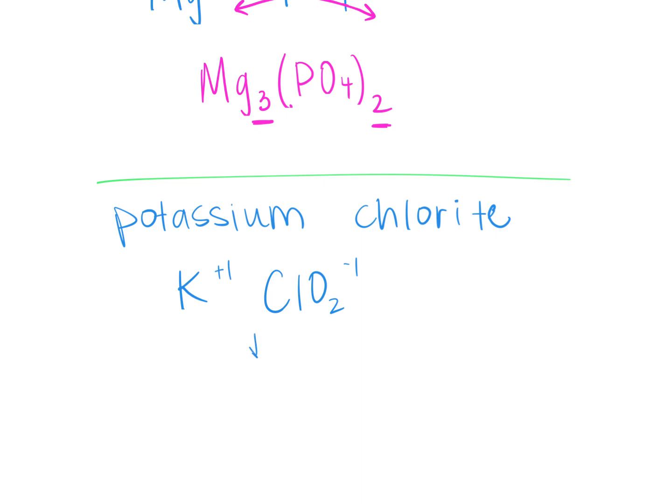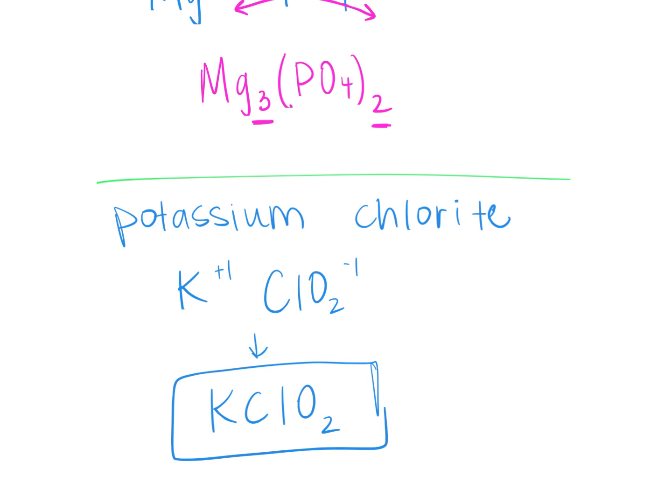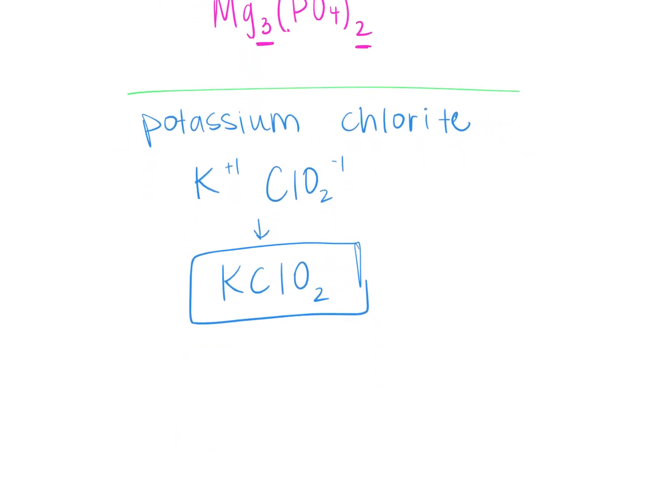So my compound just becomes KClO2. Do I need to put parentheses around it? No. I don't, because I don't need more than one of them. Do I have any charges listed in my final formula? No. I do not, right? Sometimes people just write the charges in. No, right? That's not a final formula. Final formula has to be the ratios intact with no charges. So this would be our final formula there.